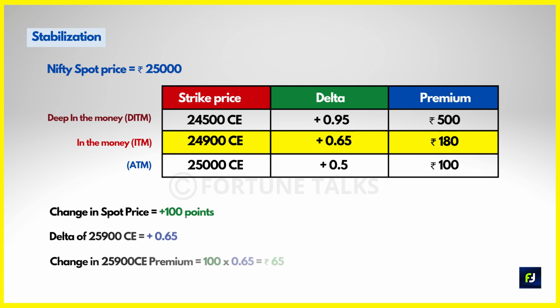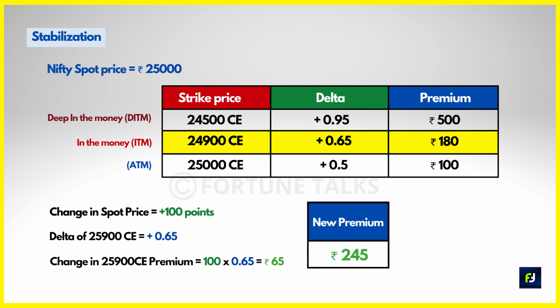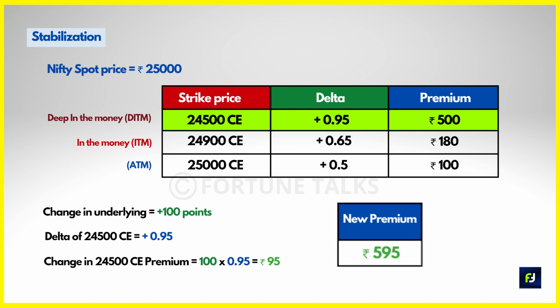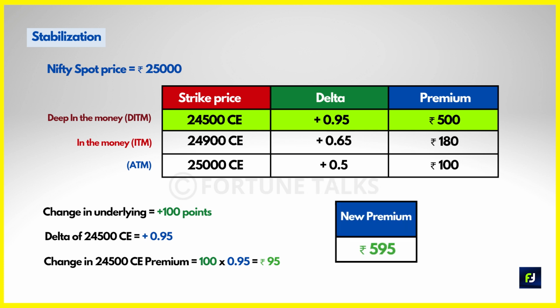The change in the premium for 24,900 call option will be 65 points. So the new premium will be equal to 245 rupees, which is almost a 36% rise. In the case of 24,500 call option, the premium change will be 95 points. So the new premium will be equal to 595 rupees, which is actually just a 19% rise in the premiums.